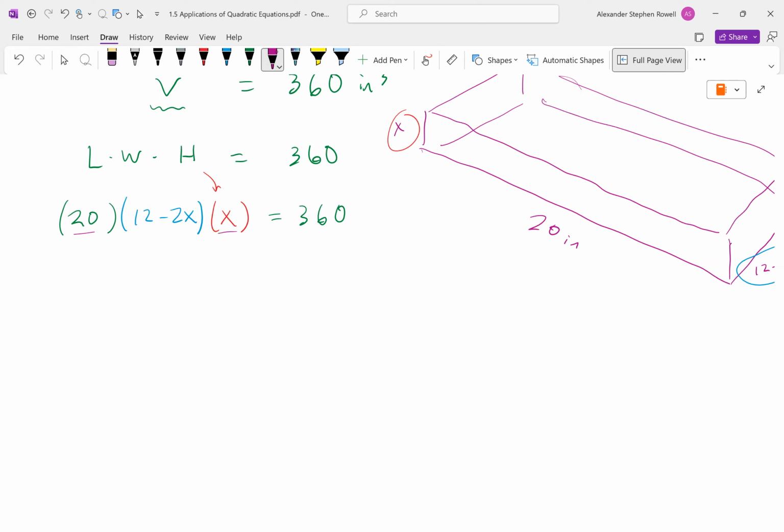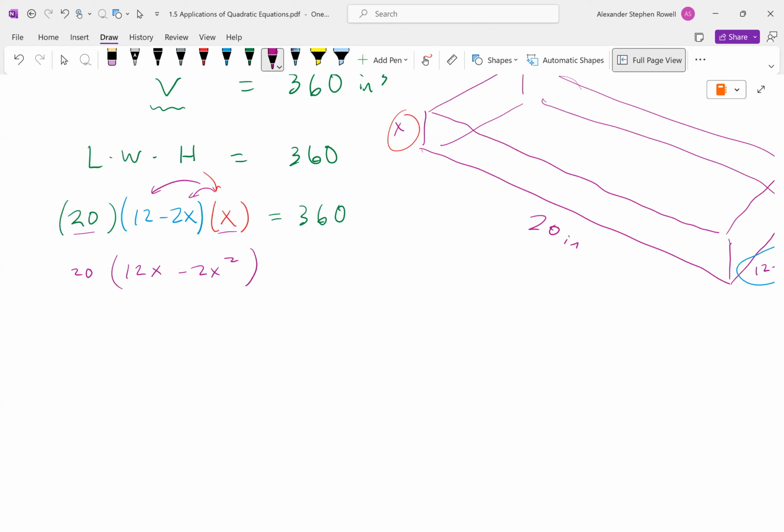Let's call this 20x. What's 20x times negative 2x? All right, I'm just going to do one at a time. What's x times negative 2x? And what's x times 12?